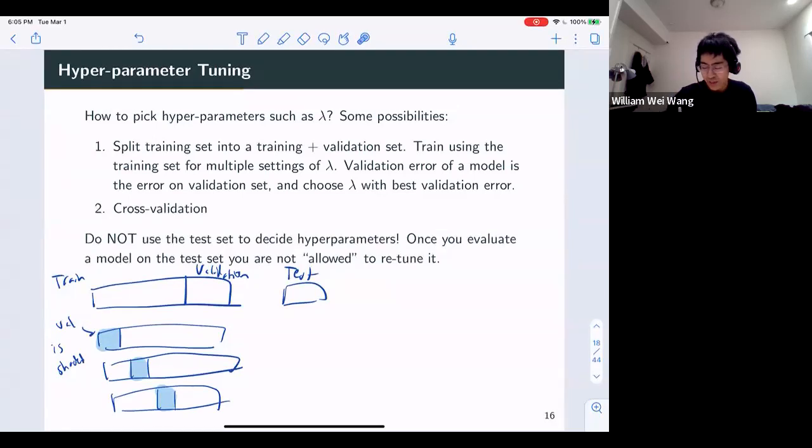So these are just procedures that you can try to do to find lambda. If there's ever a question on the exam that says, use the test set to find lambda, that's not the correct answer because you can't use the test set for finding your hyperparameters.